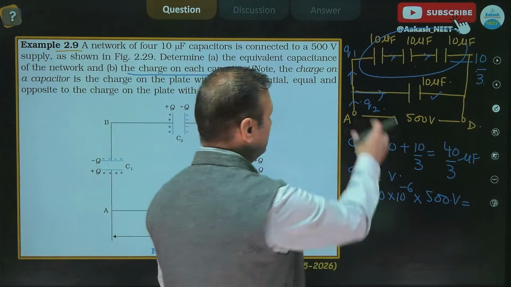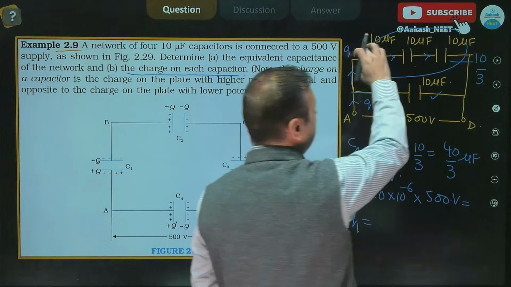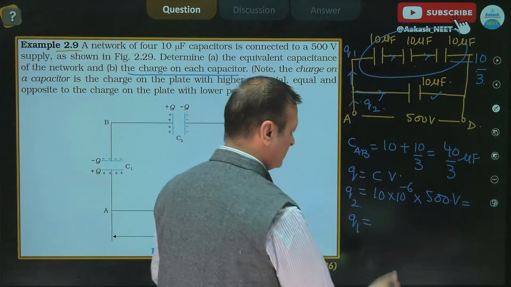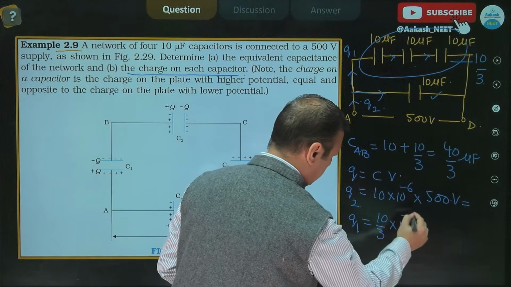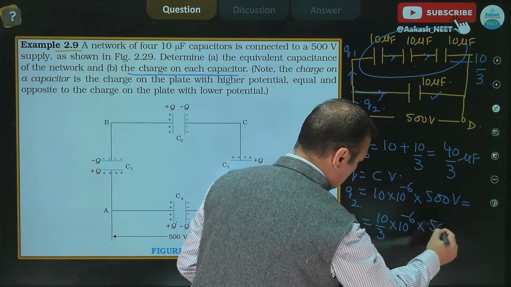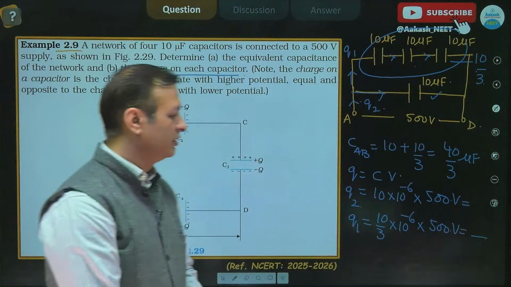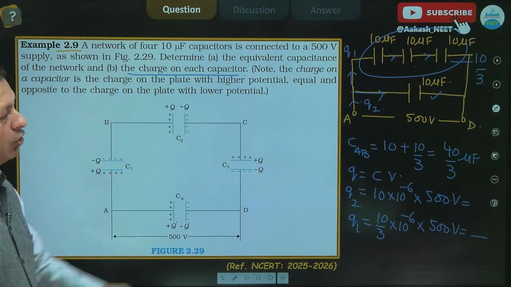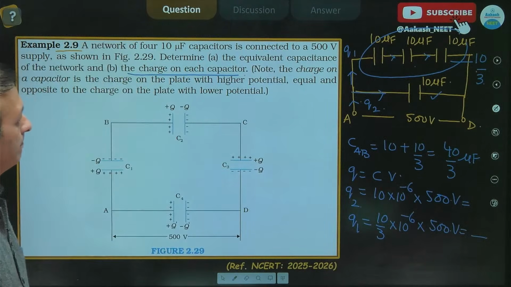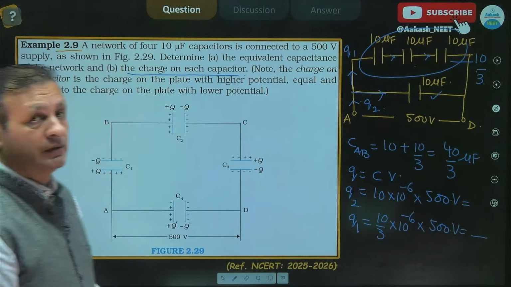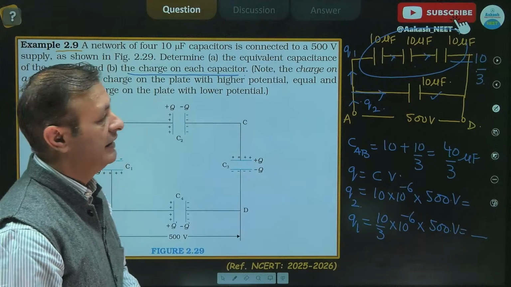Then what is the charge Q1? That would be same in all the three capacitors which are there in the series. So that is 10 by 3 into 10 to the power minus 6 into 500 volts. So that would be the charge in all the three capacitors which are there in series. So any doubt? Any doubt?